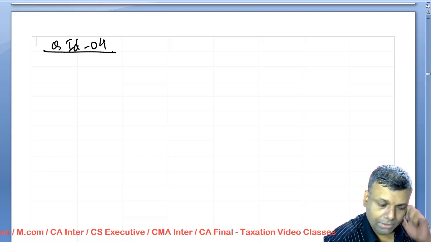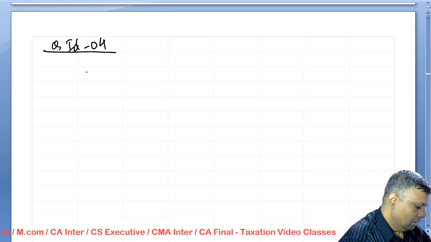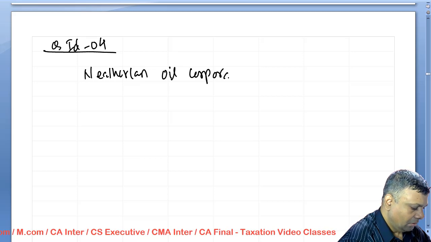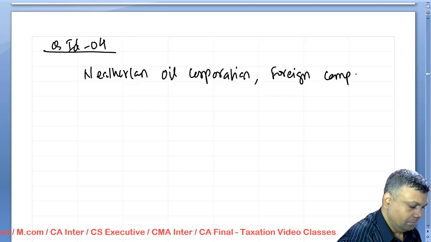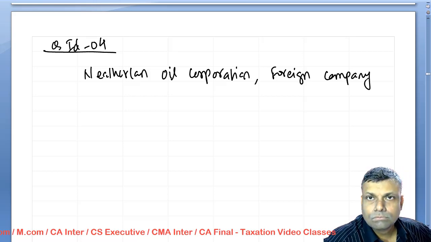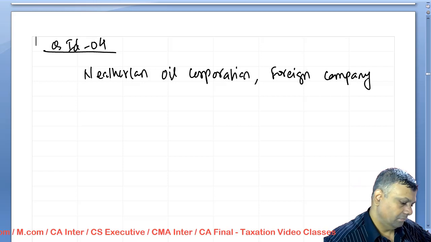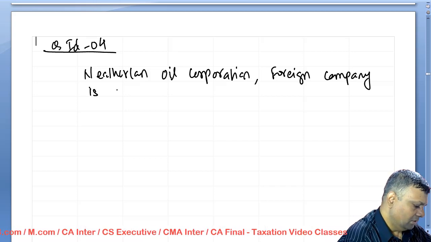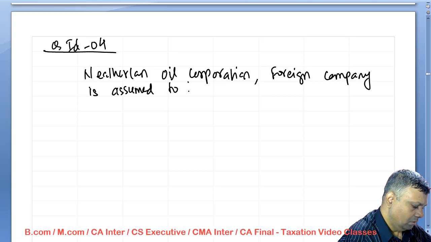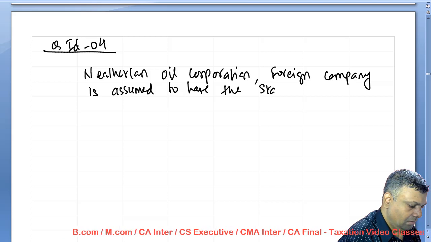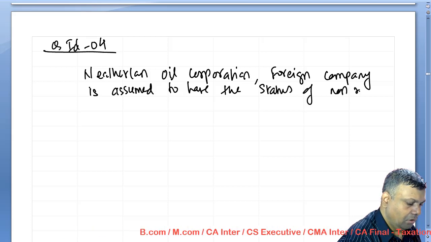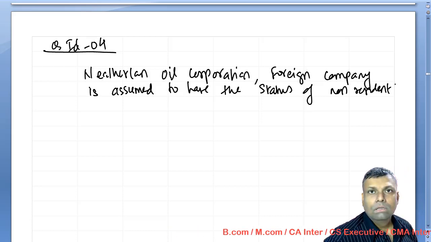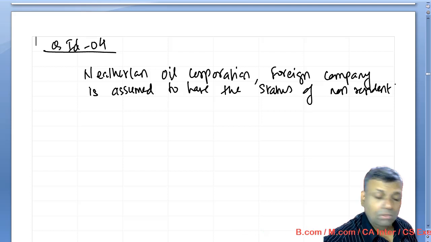Question ID number 04. Okay. Netherlands Oil Corporation, a foreign company, is assumed to have the status of non-resident.